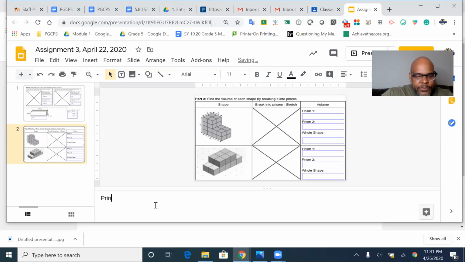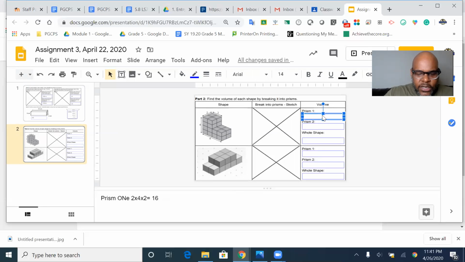So let's see. Prism 1 has a height of 2, a length of 4, and a width of 2, which equals what? 2 times 4 is 8, times 2 is 16. So prism 1 is going to have a volume of 16.